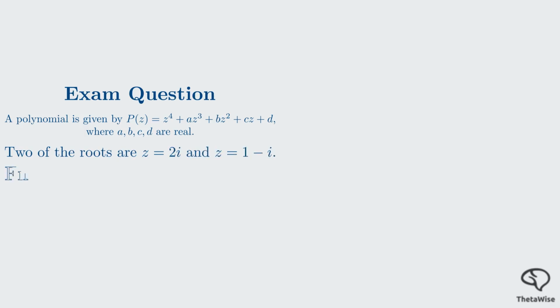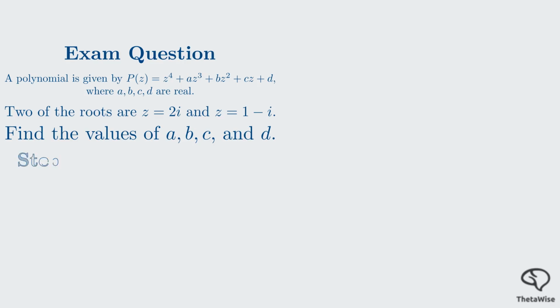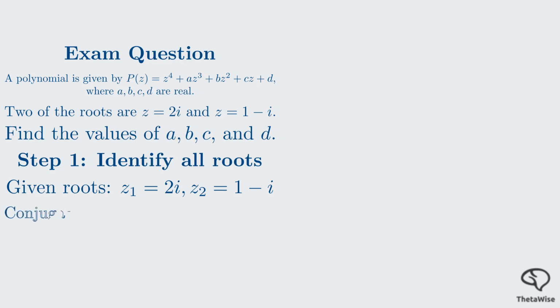In this exam-style question, we are dealing with a quartic polynomial with real coefficients. Since the coefficients are real, the conjugate root theorem must apply to all non-real roots. Because the coefficients are real, the conjugates of our given roots are also roots. This gives us the complete set of 4 roots for our quartic.